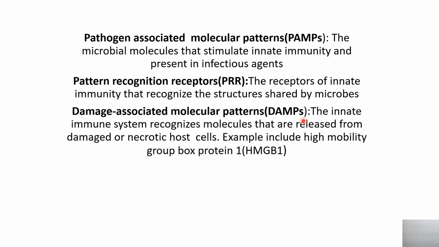Now, these are pathogen associated molecular patterns. So, the microbial molecules that stimulate innate immunity and are present in infectious agents like bacteria, these patterns are known as pathogen associated molecular patterns. And then there is PRR, pattern recognition receptors. So, these receptors of innate immunity are in the host cells that recognize the structures shared by these microbes.